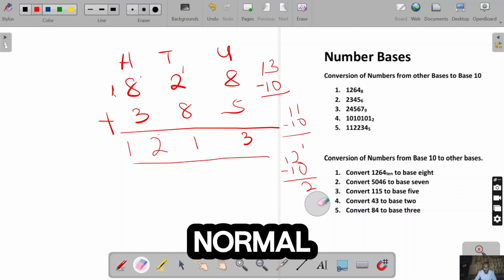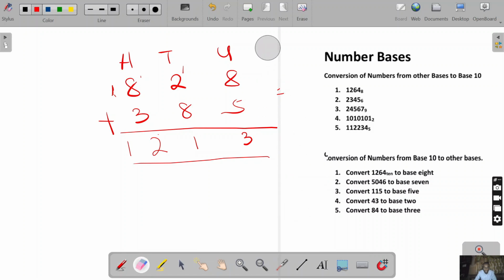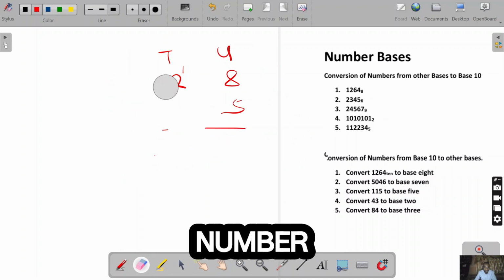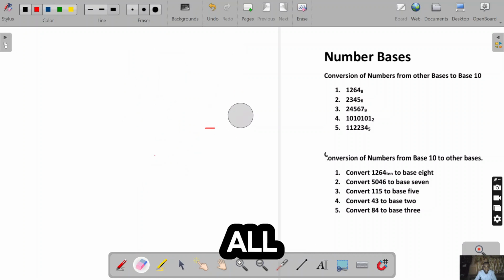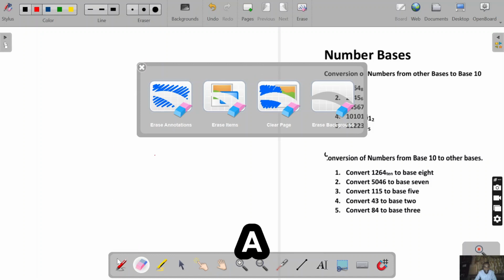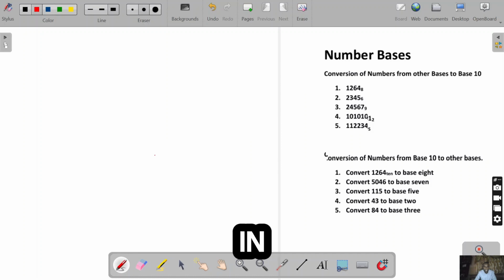This is just from the normal conventional maths. I'm just trying to start from the foundation, to show why we have number bases. Just as we have number base 10, we have number bases in all number formats, not just base 10 alone. We have number bases in 2, 3, 4, 5, 6, 7, 8, 9. Just name any number. But the normal one we are all used to is number base 10. So now we say conversion. How do you convert numbers from other bases to base 10?